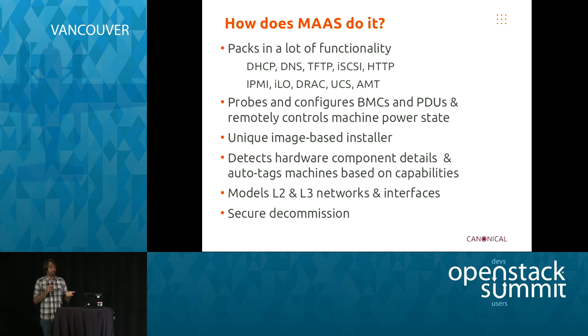It models layer 2 and layer 3 networks and interfaces, so you can say, this machine has these interfaces. I want them on these networks over here. I want them configured as a bond with this VLAN ID on this interface here, and so it's on this network here. And so that allows you, through the Maz UI, to do all the stuff which today you have to do after you've provisioned, logging into the machine, tying things together, and hoping it works.